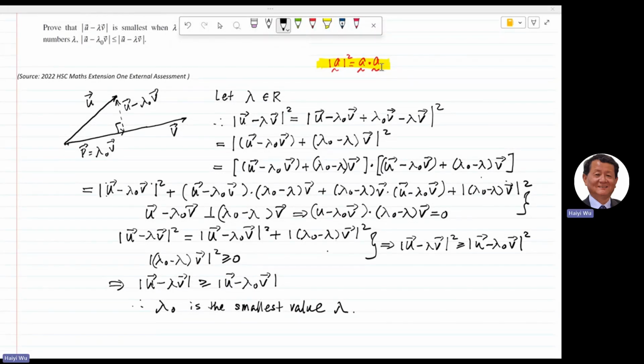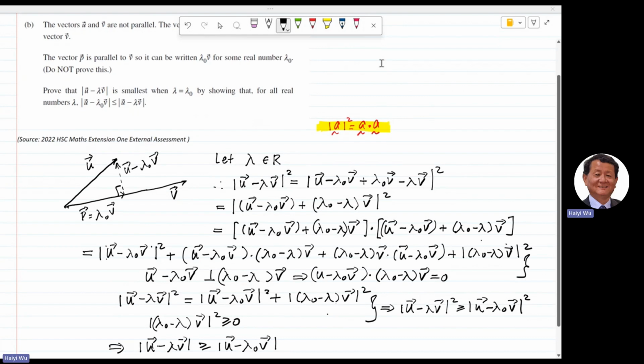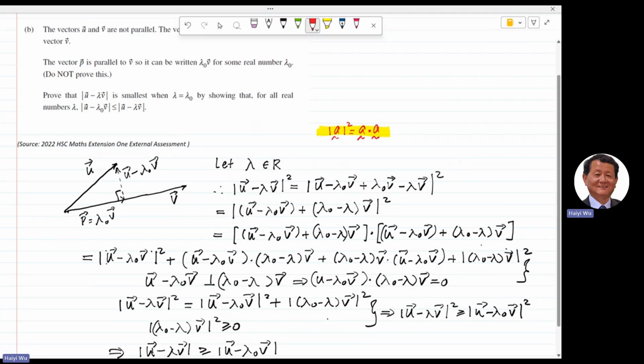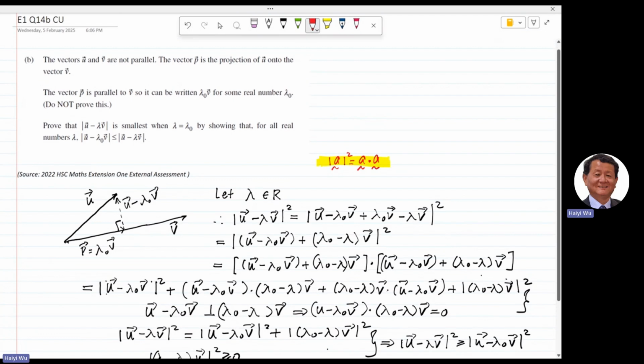Today we're going to use some very important formulas to prove perpendicular vectors and also parallel vectors. So we're going to revise 3 rules first, before I do this question, which is from the 2022 HSC Math Extension 1 External Exam paper, question 14B.